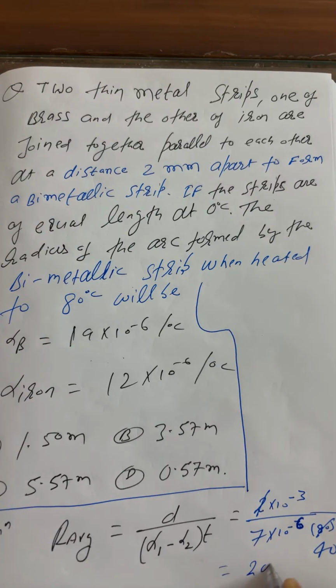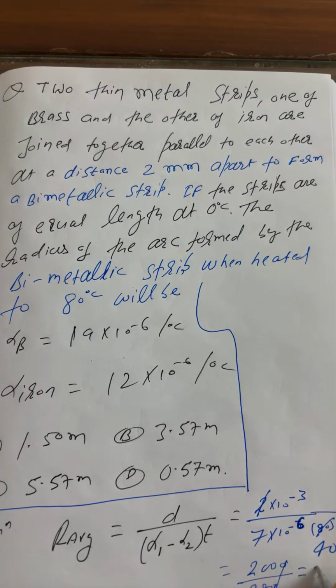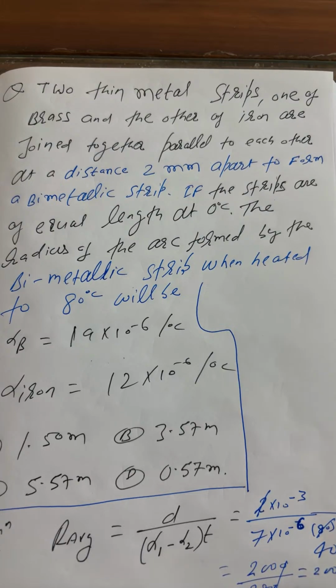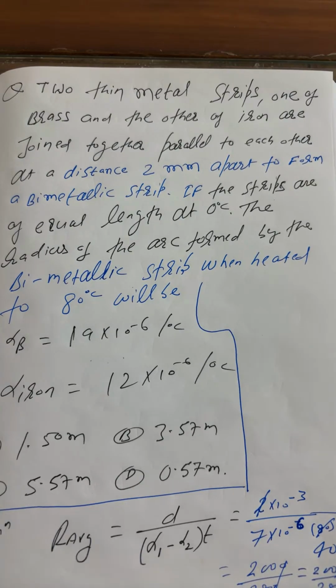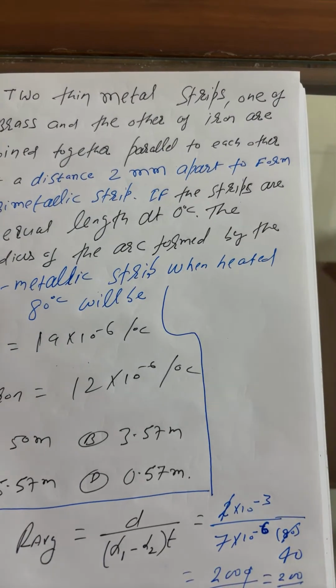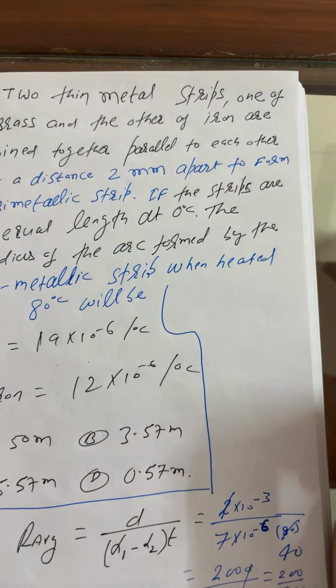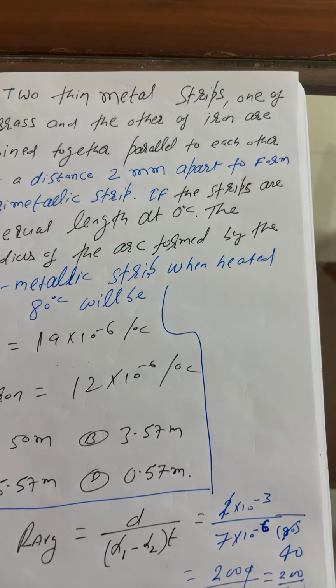So this is 2000 upon 7. This is 28, meaning 280, cancel here, so you can say 200. Okay, fine: 200 by 28. So further we can solve here: 200 by 28.